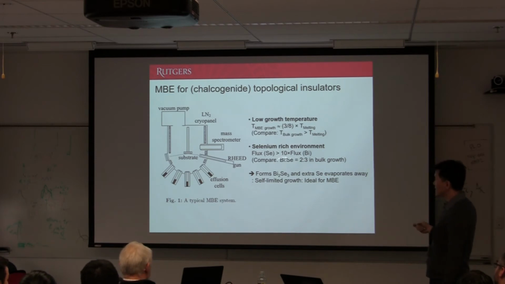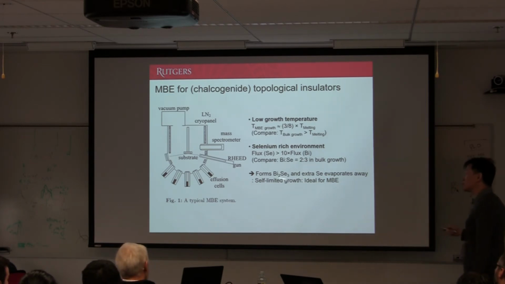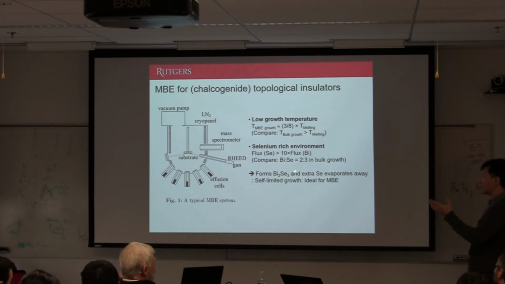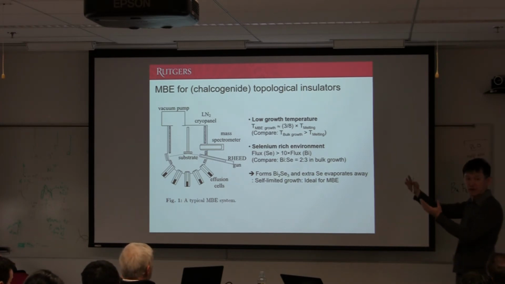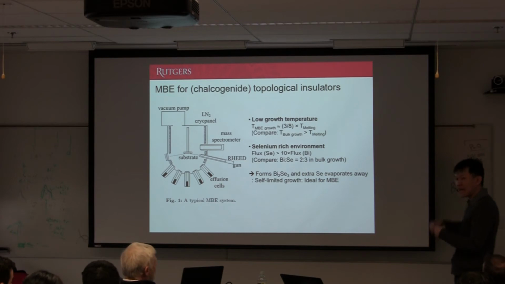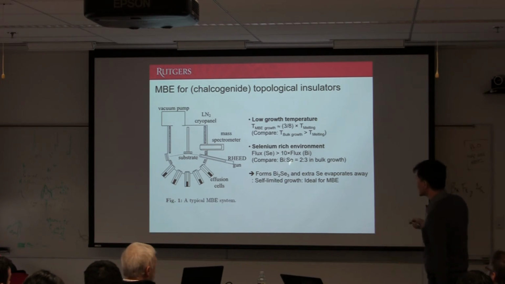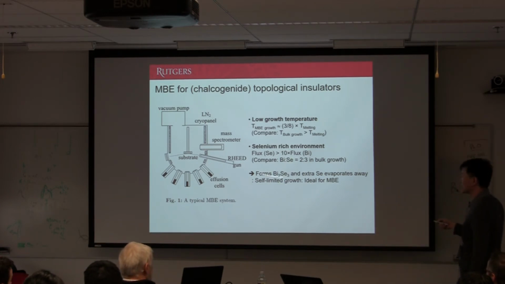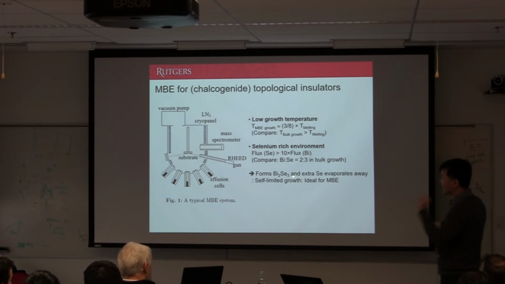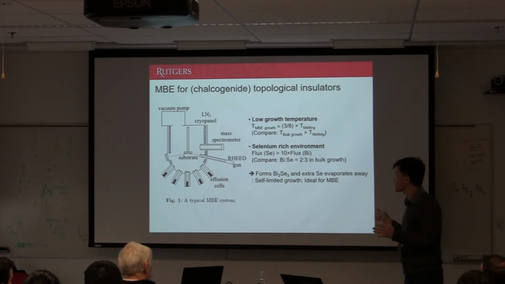But in an MBE environment, you don't have to do that. What you do is evaporate bismuth, and then you evaporate selenium, let's say 10 times or even more. Then selenium works like a gas. So it forms Bi2Se3 automatically, and any extra selenium just disappears. It just bounces off. It desorbs. So automatically it forms this 2 to 3 ratio. And if that is possible, then this is perfect for MBE growth.